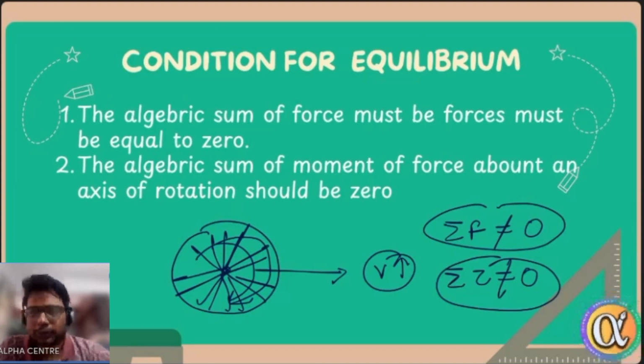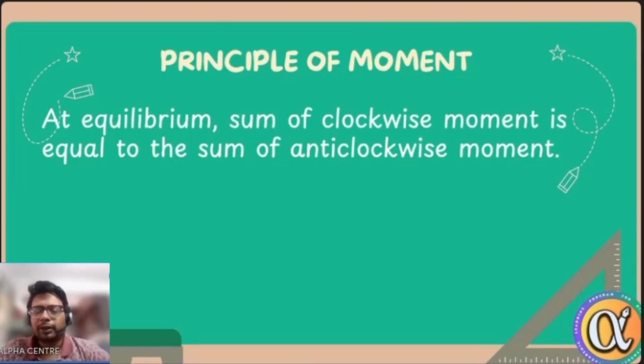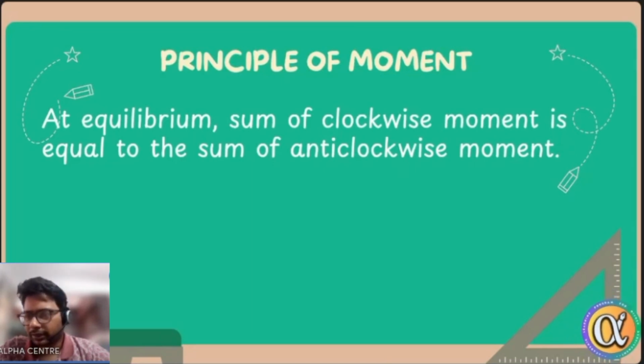This is the principle of moment. This is also important. Remember this principle of moment. At equilibrium, the sum of clockwise moments is equal to the sum of anti-clockwise moments. So when the body is at equilibrium, the sum of clockwise moments equals the sum of anti-clockwise moments.